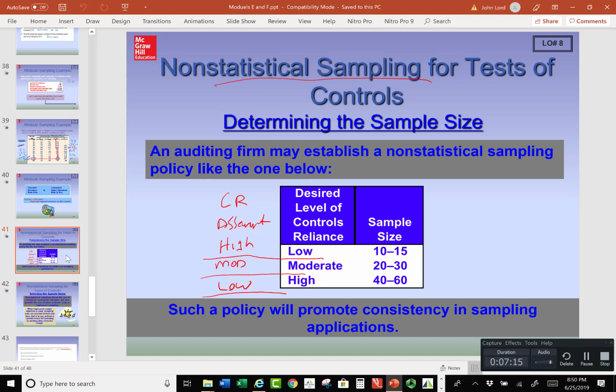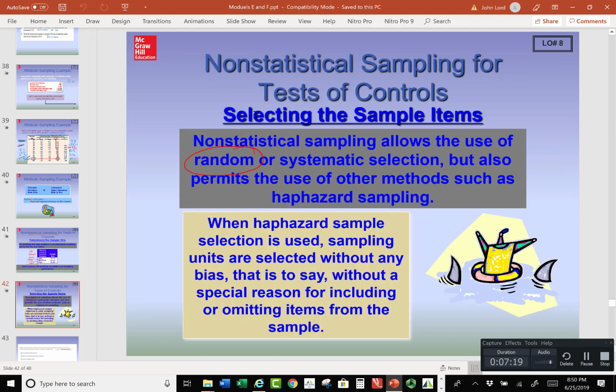The main takeaway is you do not have to use statistical sampling. Use random sampling.